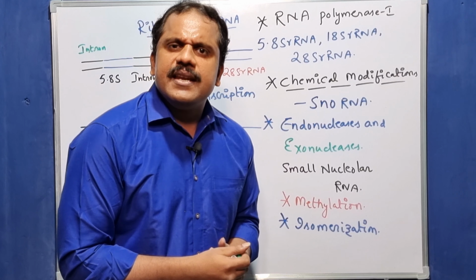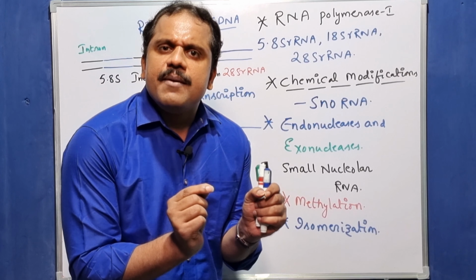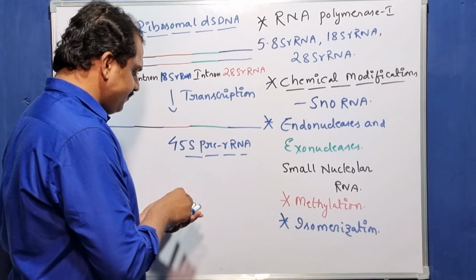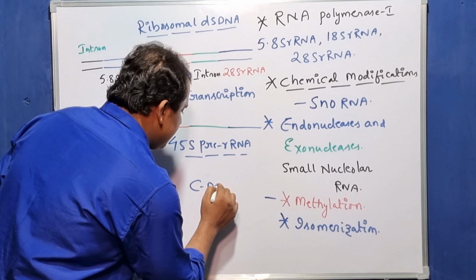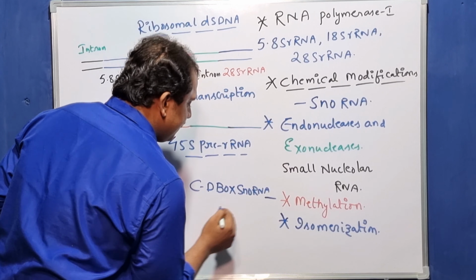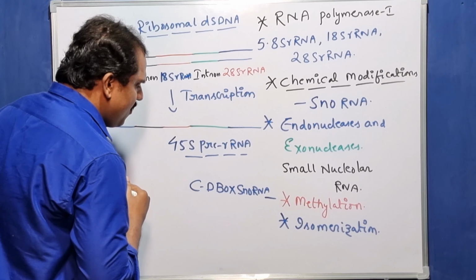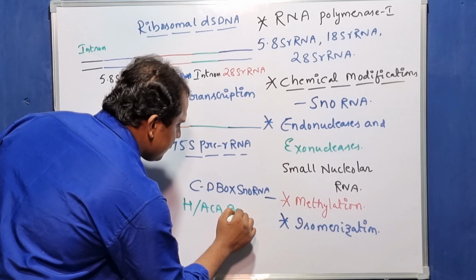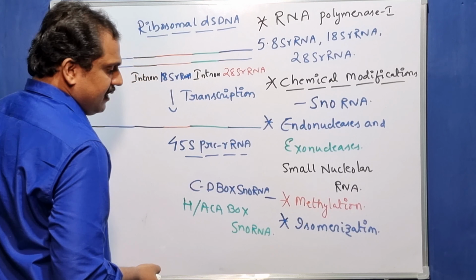Is it clear? So simply, I will demonstrate how the specific snoRNAs are capable of regulating the specific chemical modification. Here, the specific CD box snoRNA is responsible for inducing the methylation, whereas HACA box snoRNA is responsible for inducing the isomerization.